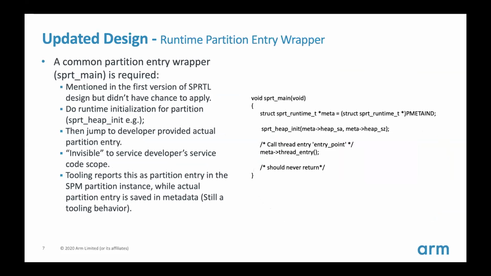Also, we need to define a runtime partition entry wrapper function named SPRT main function. This function was mentioned in the first version of the SPRTL design, but didn't have a chance to be applied. In this function, it does some runtime initializations for the partition, like heap initialization, and then it jumps to the developer-provided actual partition entry. The service developer does not need to care about this code scope because tooling reports this function as the partition entry in the SPM, while the actual partition entry is saved in metadata. So it's a tooling behavior.